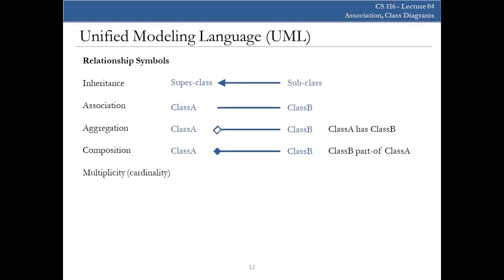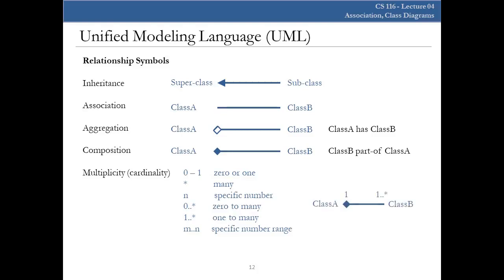Now, to show multiplicity or cardinality, we use numbers at either or both ends of these lines. 0 to 1 will indicate 0 or 1 object. Asterisk means many objects or many instances. N means any number of objects. 0 to asterisk means 0 to many. 1 to asterisk means 1 to many. And M to N, you can specify some specific numbers here to define a specific range.